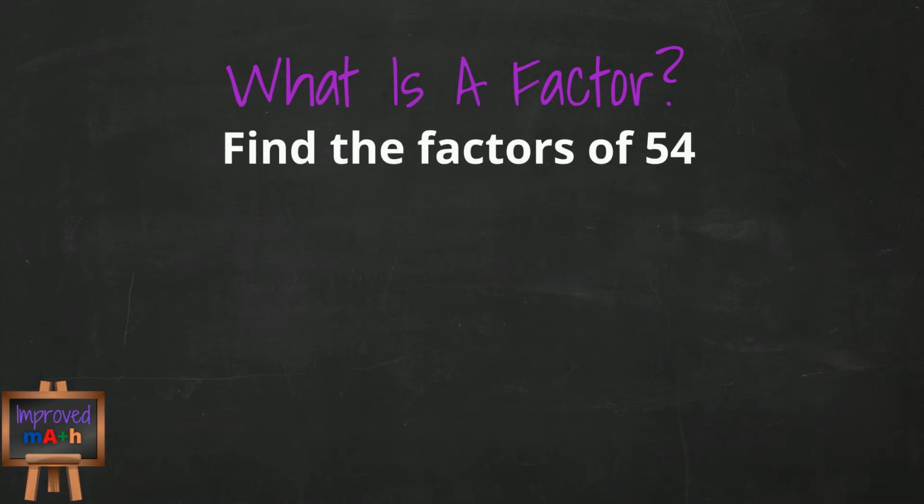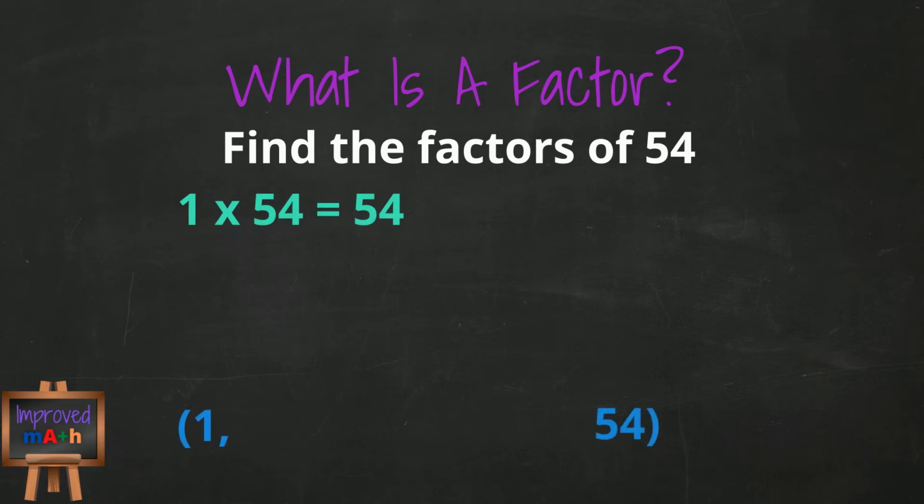Find the factors of 54. First, let's start with 1. 1 times 54 equals 54. Let's write 1 all the way to the left, and then 54 all the way to the right. We know that 54 will always be the greatest factor of 54, so be sure to leave some space in the middle to fill in your other factors.